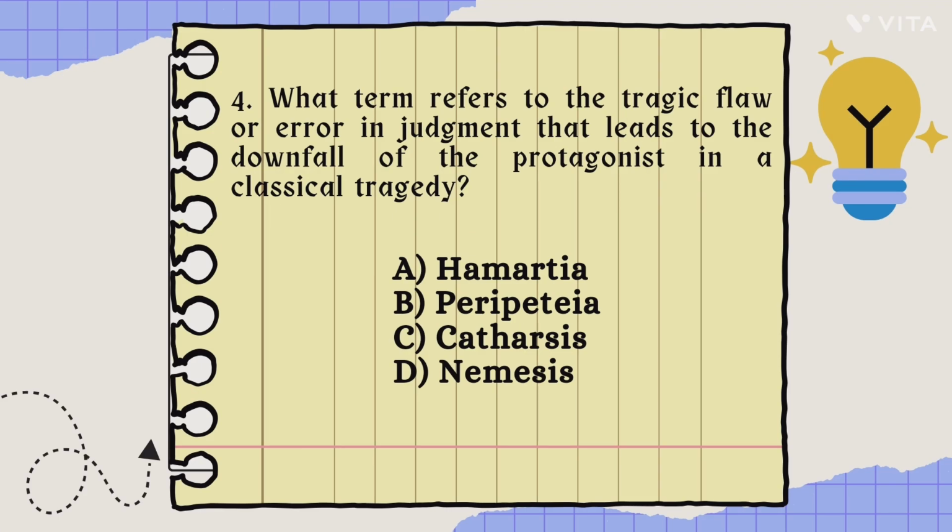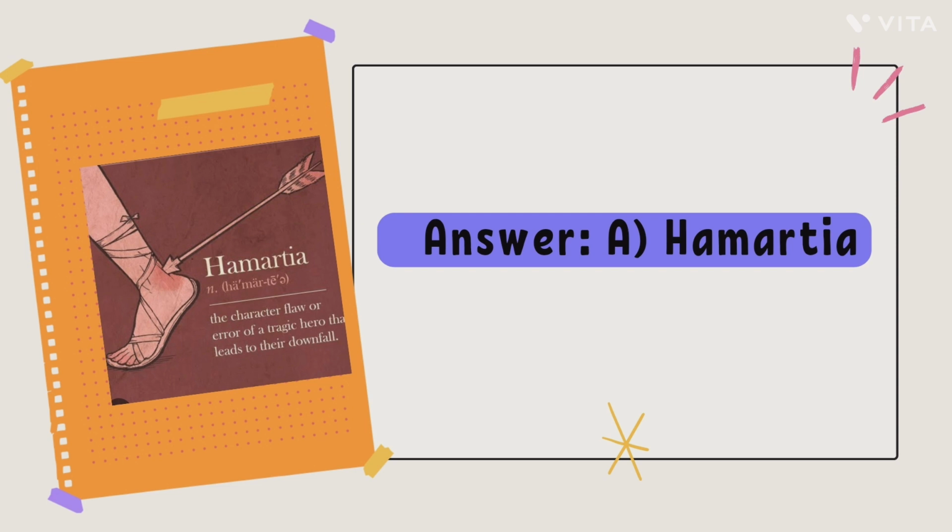Coming to the fourth question, what term refers to the tragic flaw or error in judgment that leads to the downfall of the protagonist in a classical tragedy? The options: hamartia, peripeteia, catharsis, nemesis. Moving on to the answer: hamartia. Hamartia, often translated as tragic flaw, is a key concept in classical tragedy. Also, it refers to the protagonist's error or weakness that leads to their eventual downfall or misfortune.